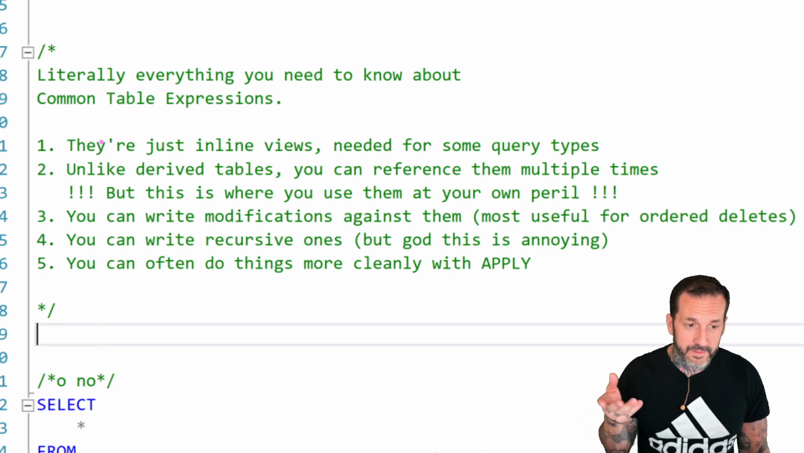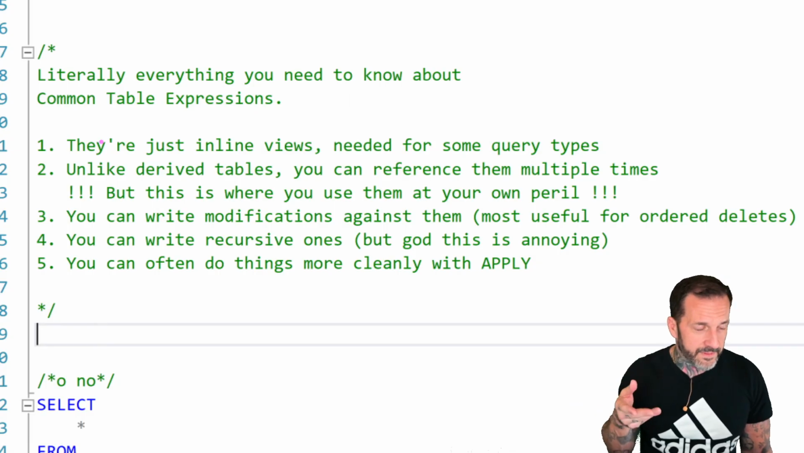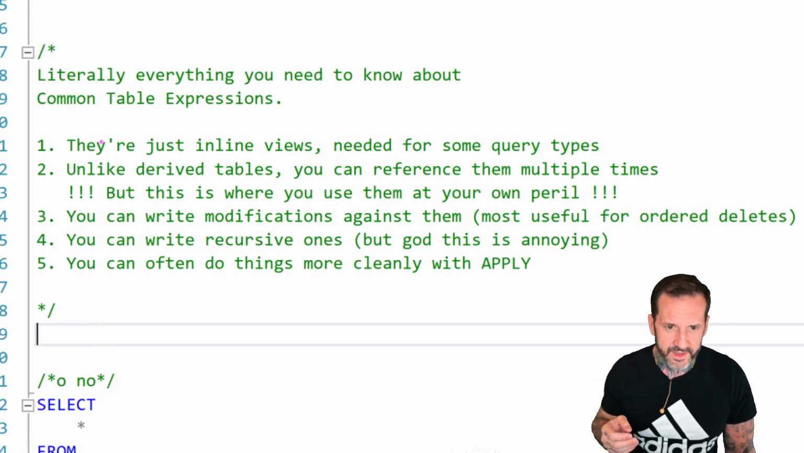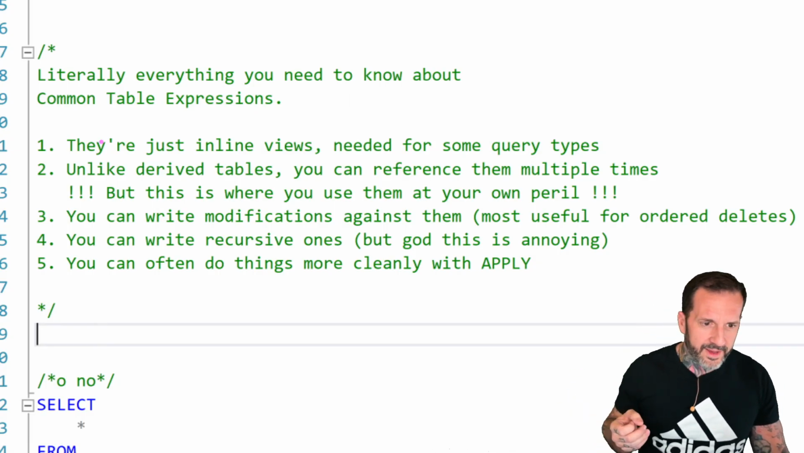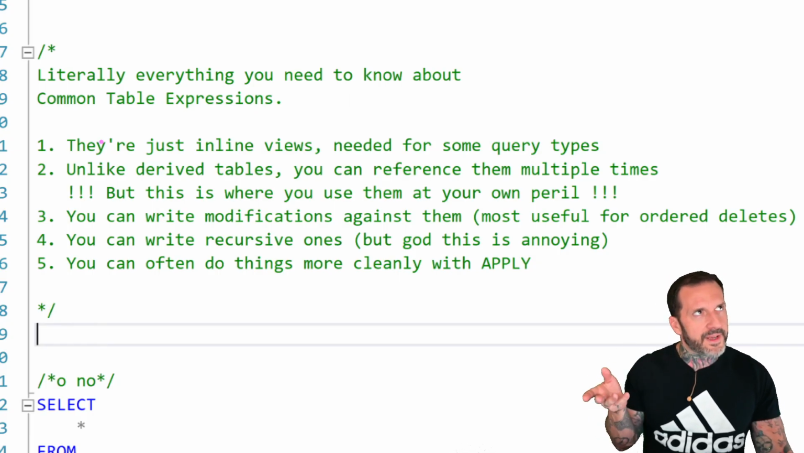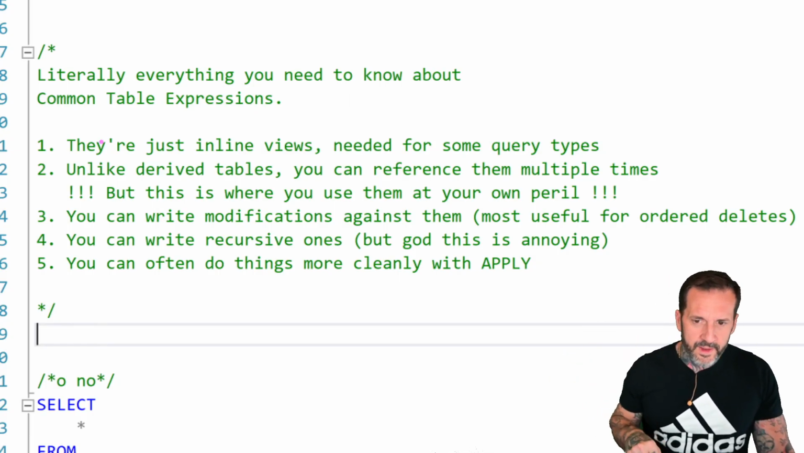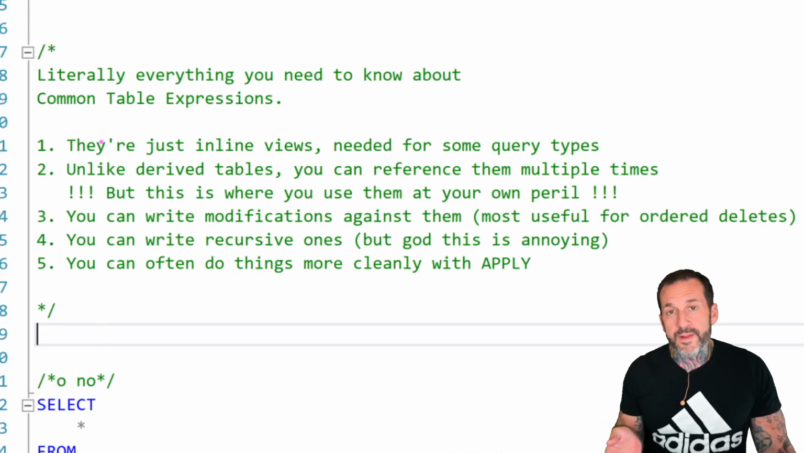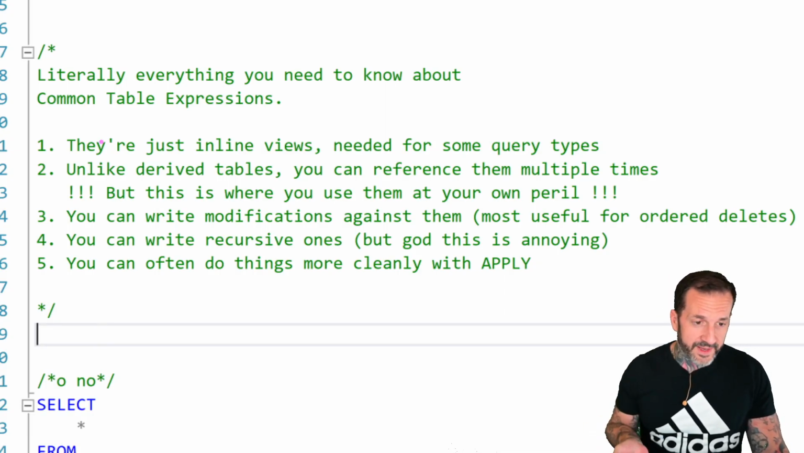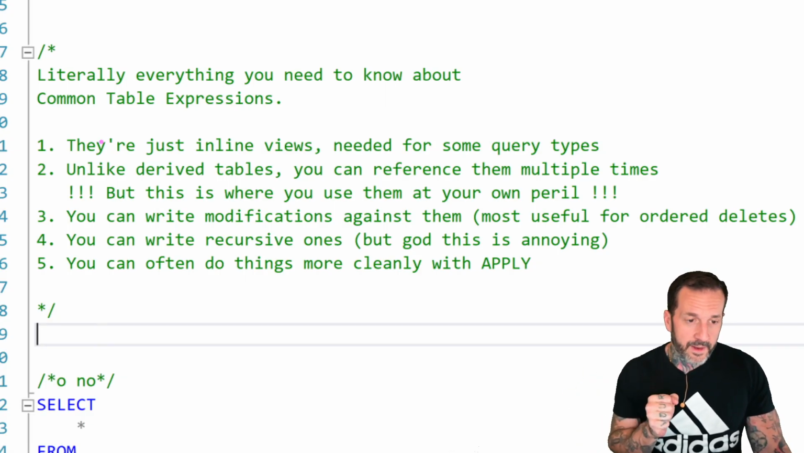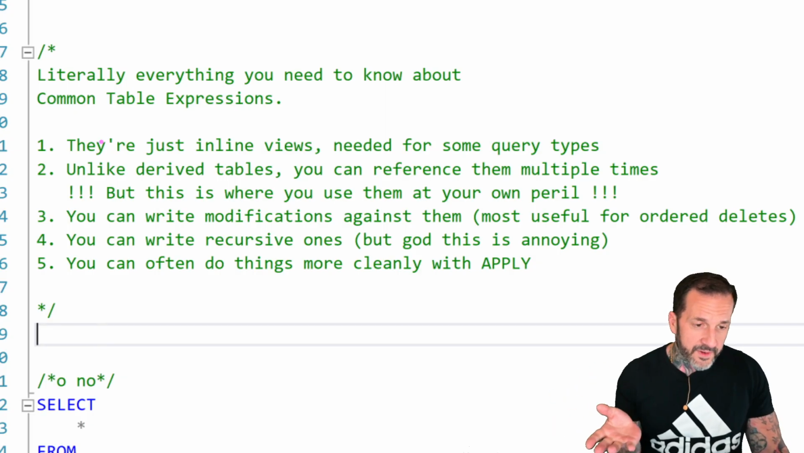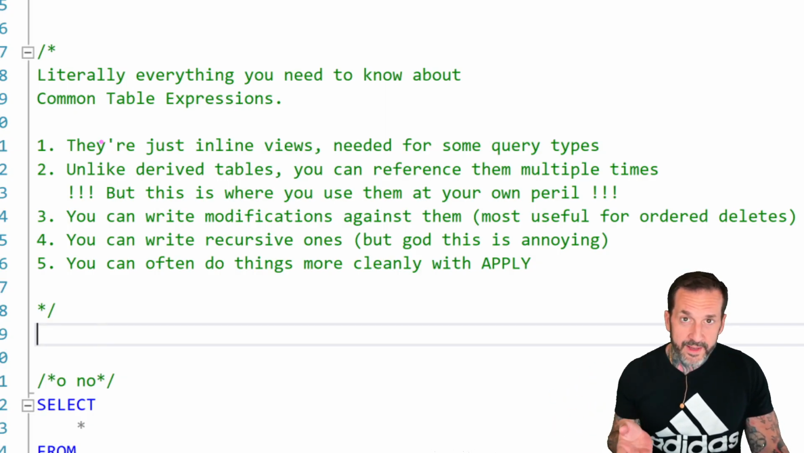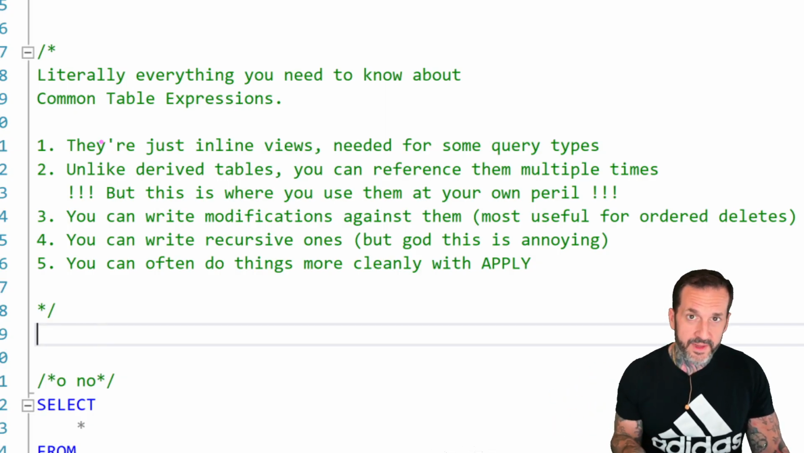For some reason, you can't put a top with an order by in a delete. It's very strange. You can write recursive ones, but it's really annoying. And if you find yourself having to write recursive common table expressions a lot, you should probably consider a different data model. You can often do things a lot more cleanly with apply than you can with common table expressions.